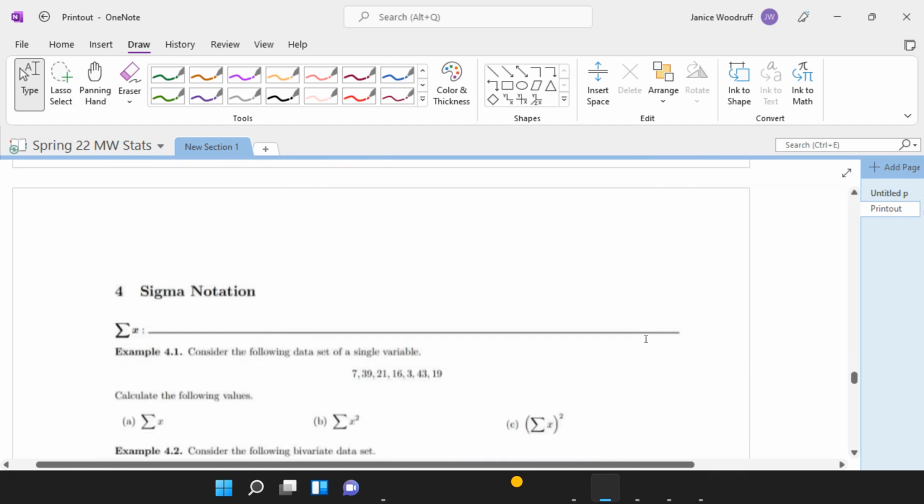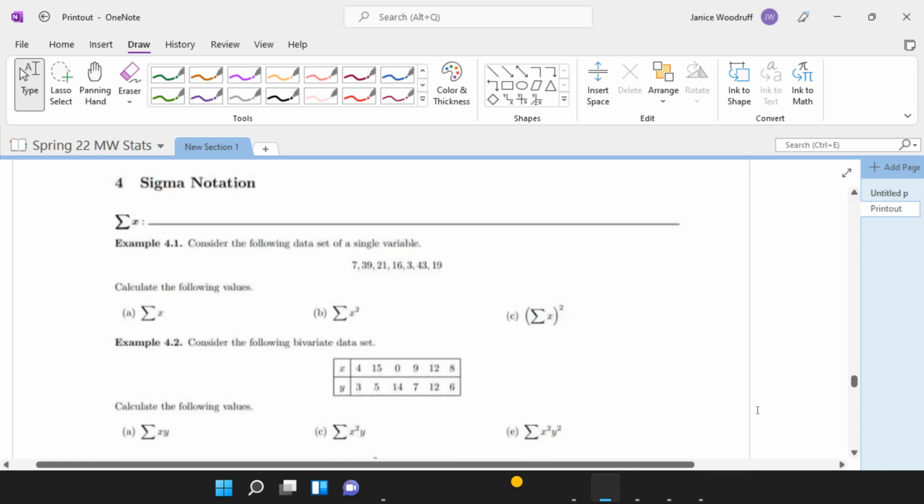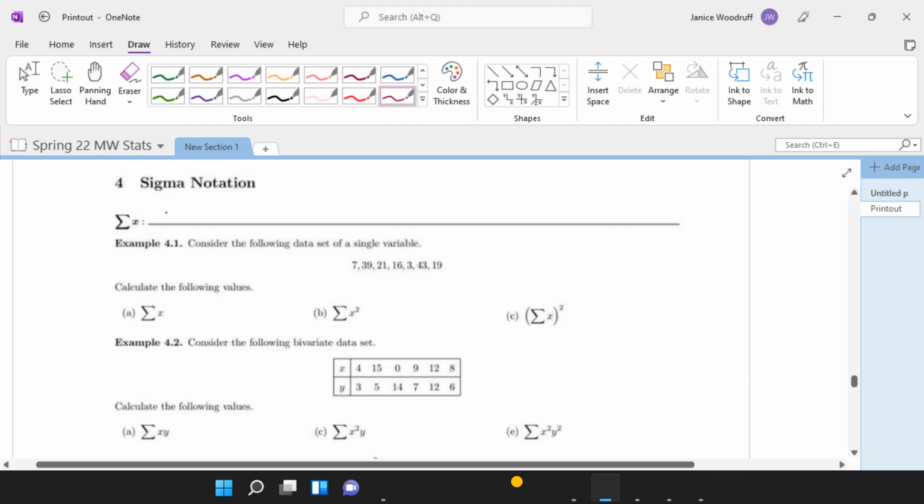All right, let's take a look at sigma notation. So this is just notation for doing arithmetic, adding, subtracting, multiplying, dividing. But it's just a different way of writing it. So sigma is the Greek capital letter S, sigma, and in math, we've adopted it to use sum. So this sigma x here just means sum of x values.